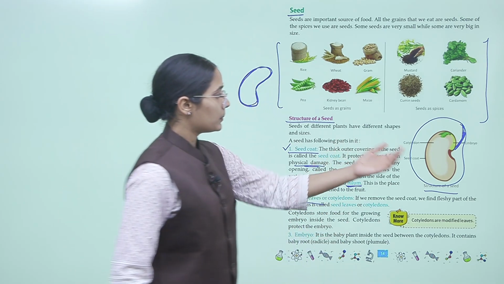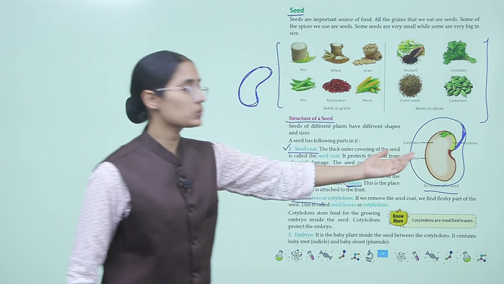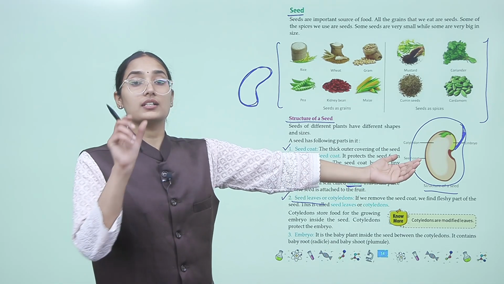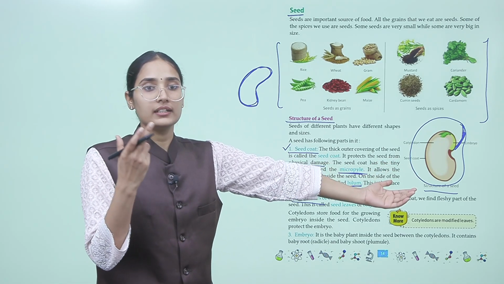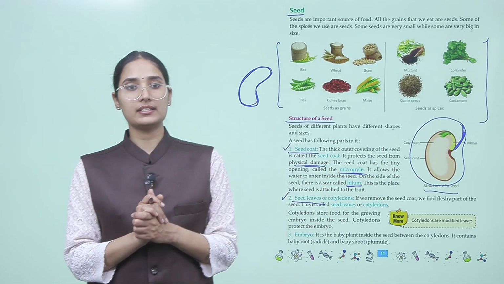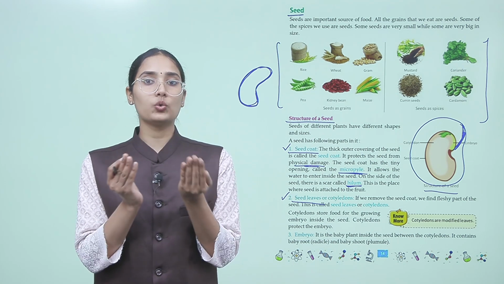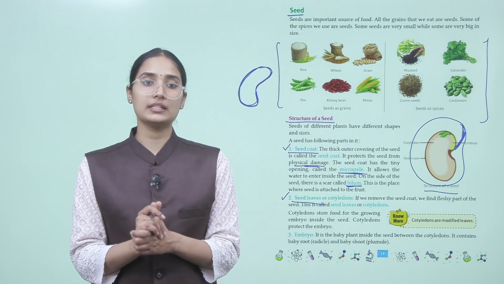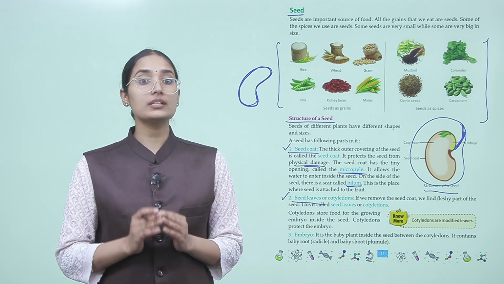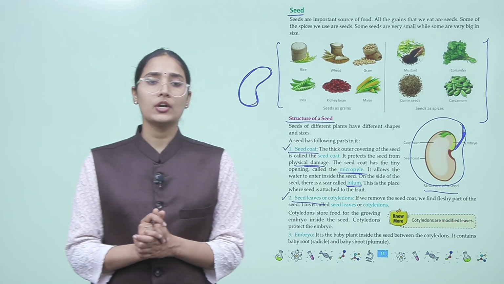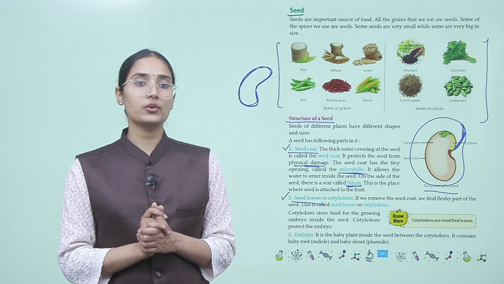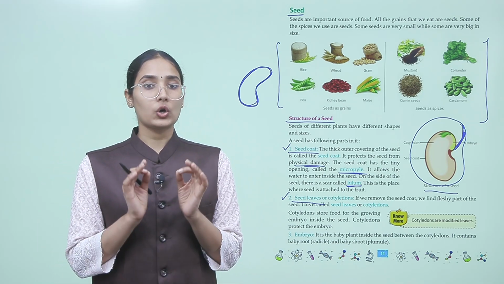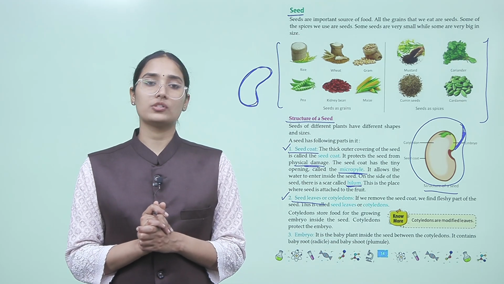Now beside the seed coat, what else do you see here, right? The seed that we actually eat, right? Those are called cotyledons, right? If we remove the seed coat, we find the fleshy part of the seed. This is called the seed leaves or cotyledons. Cotyledons store food for the growing embryo inside the seed. Cotyledons protect the embryo also.